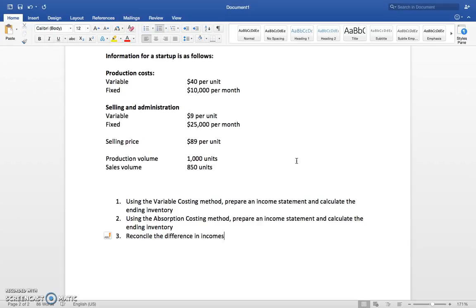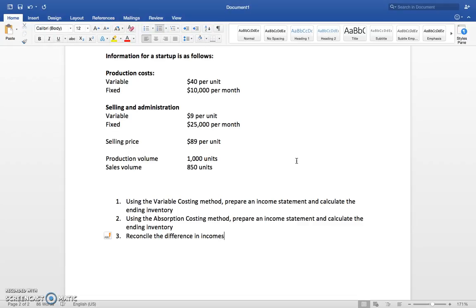So the information for a startup is given. The production costs are variable and fixed, $40 per unit and $10,000 per month. Selling and admin is variable and fixed, $9 per unit and $25,000 per month. Selling price is $89 per unit and production volume is 1,000 units, while sales volume is 850 units.